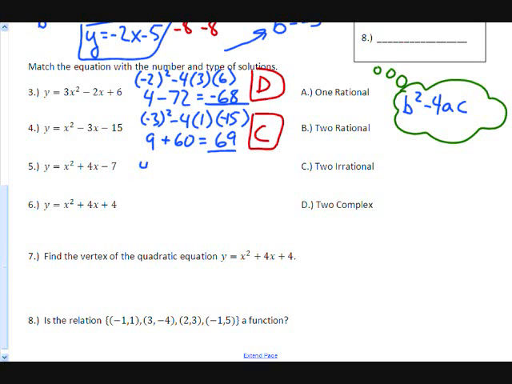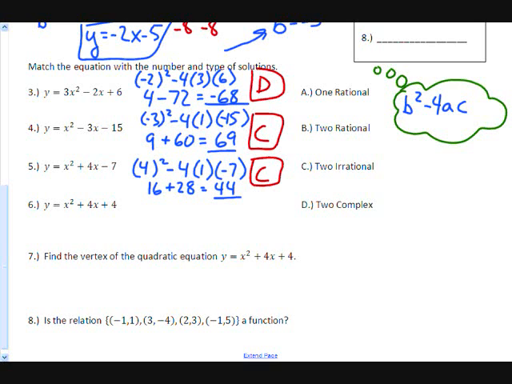When I do the next one, 4 squared minus 4 times a, which is 1, times c, which is a negative 7. That's going to be 16 plus 28, which is 44. Once again, that's a positive that's not a perfect square. So that's two irrational solutions again.